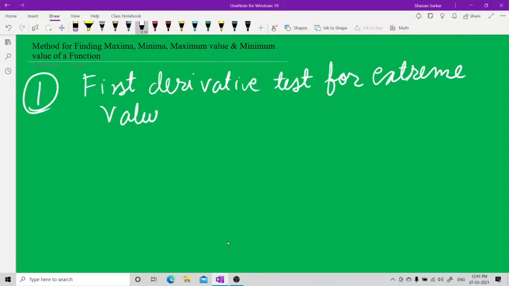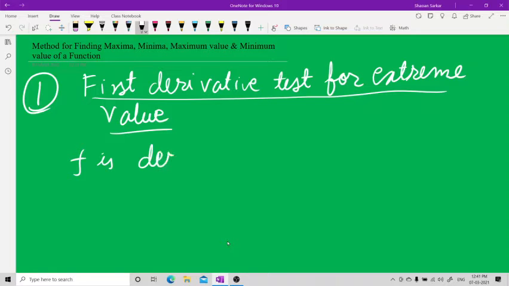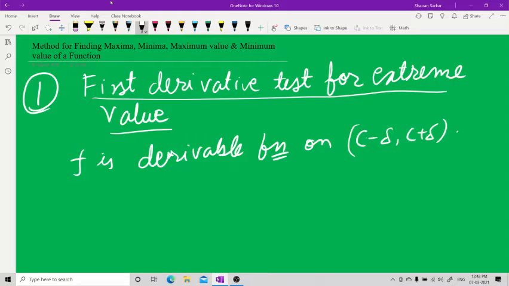Now what you have in this is that f is a derivable function. First thing is this: in the neighborhood of C. In the neighborhood means, rather I should say, not in this manner, because you are in the GGSIPU university and BCA syllabus, you won't understand neighborhood and all that. Leave it. Function is derivable, f is derivable on, let us say, C minus delta and C plus delta, where delta is greater than 0.